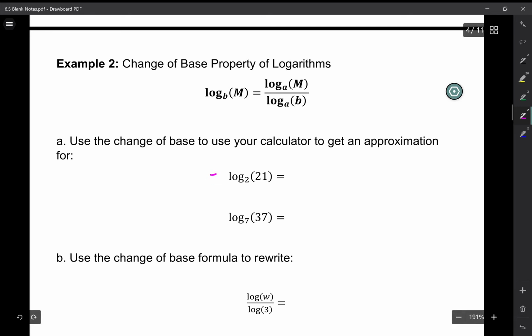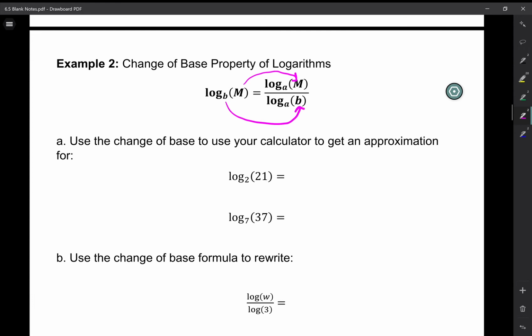Let's switch this to base 10, okay? So the change of base formula says if you have log base b of m and you want to switch it to log base a, the m stays the same as the argument in the numerator, and in the denominator you take the new logarithm base a of the old base.